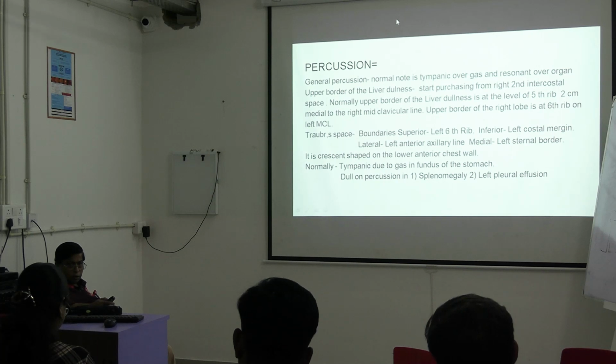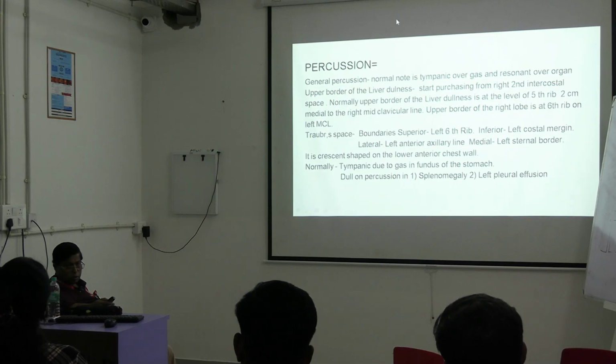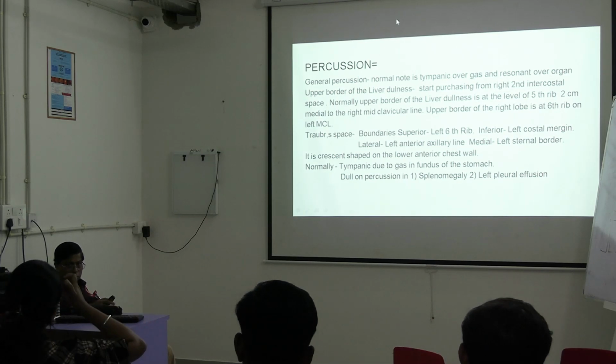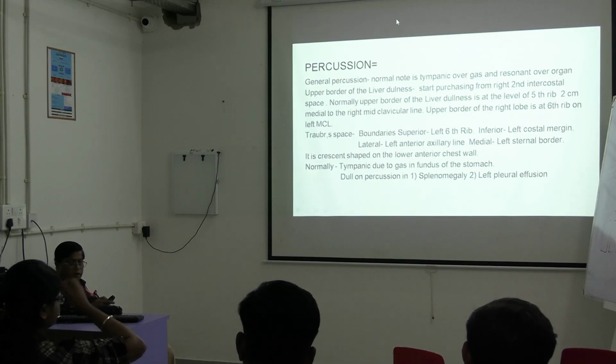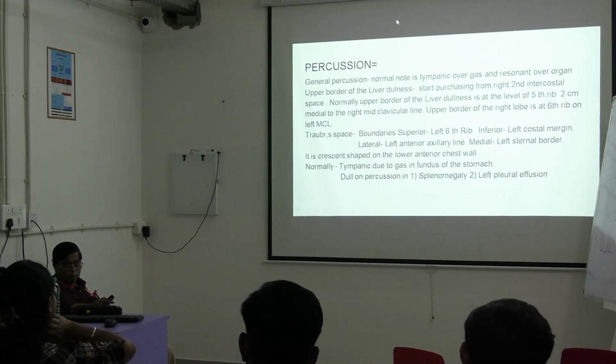Traube's space is important because if there is confusion whether mild splenomegaly is there or not. Confusion. Someone says yes, I am getting the spleen, another says no, I am not getting it. Then go for Traube's space because it's a very early sign for splenomegaly, the Traube's space percussion.